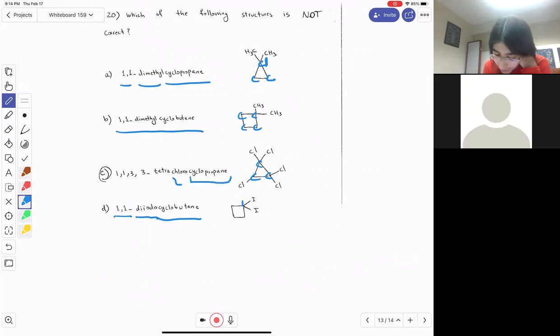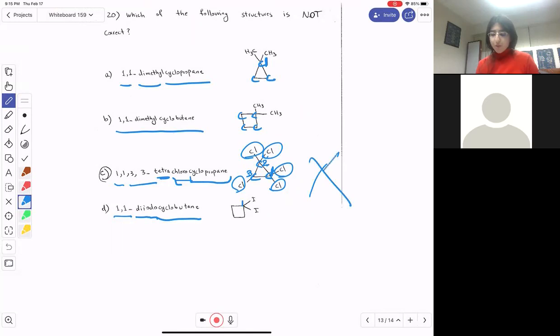But this one would be cyclopropane, but I said 1 and 1, 3 and 3, tetrachloro, and we have 1, 2, 3 carbons, not tetrachloro. It won't be like 1,1,3,3, and then we should have another number. So this is wrong. You can argue that this is for sure wrong because the other ones are correct and this is not correct.